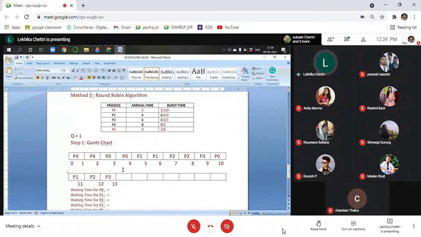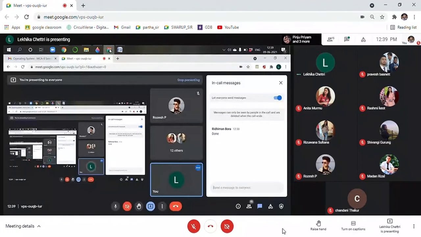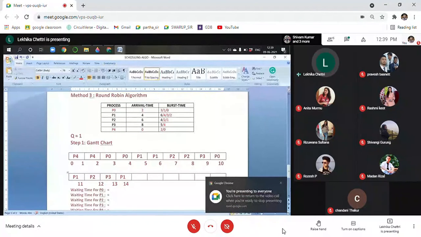After P3, which one is that? Does P1 still need it? Yes, P1 still needs it, so we make it 2. So P1 comes in here, and we update the time. Is it clear now? Yes, ma'am. Okay, please continue and finish the rest.